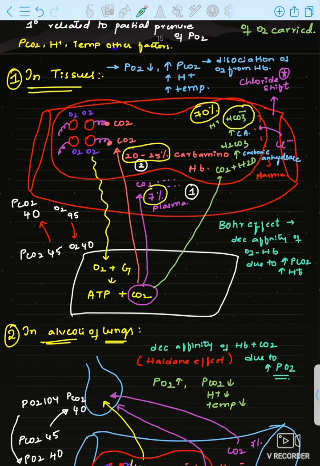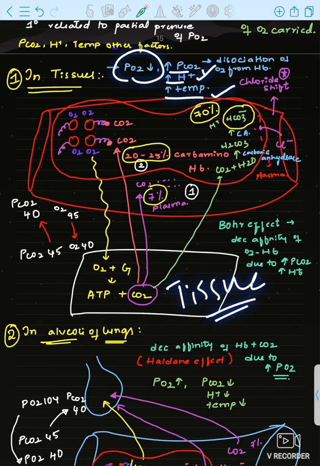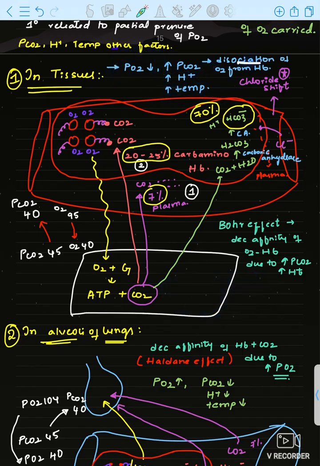Why is CO2 transported this way: in the plasma 7%, in hemoglobin 20 to 25%, and in bicarbonate form 70%? Because PCO2 concentration is more in tissues, H plus concentration is more, temperature is more, and PO2 level is less. That's why dissociation of oxygen from hemoglobin will occur. That is it, students, in tissues.